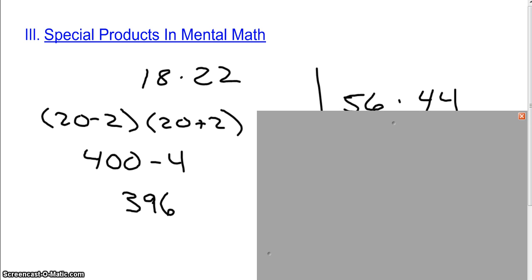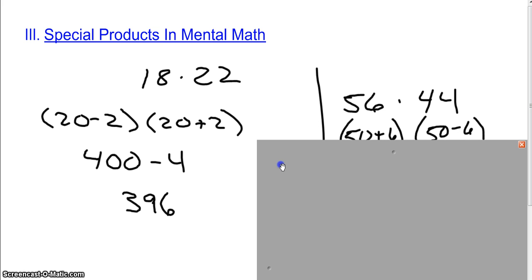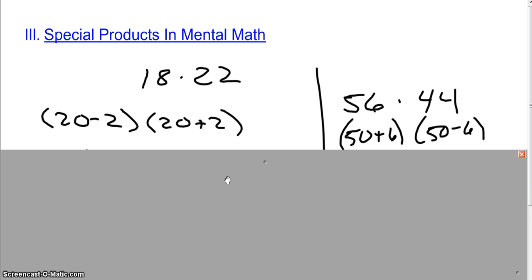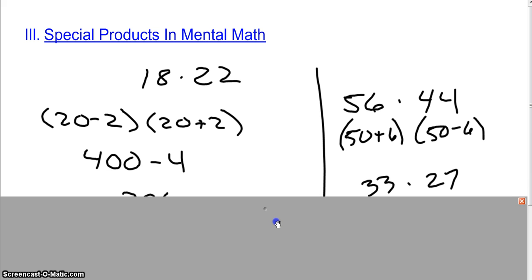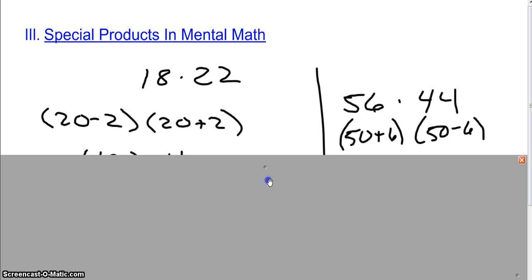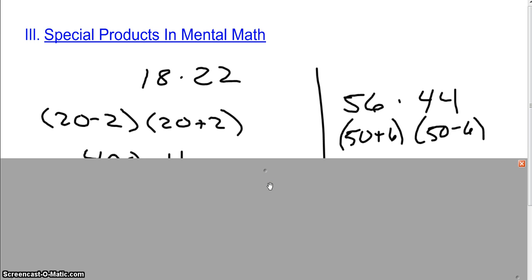What is 56 times 44? 56 times 44 would be 50 plus 6 times 50 minus 6. So now these squares, 50 times 50 is simply 5 times 5 with 2 zeros, right? So 5 times 5 with 2 zeros is? 2,500 minus what? Minus 36. You can do that in your head. What is 2500 minus 36? He knows.